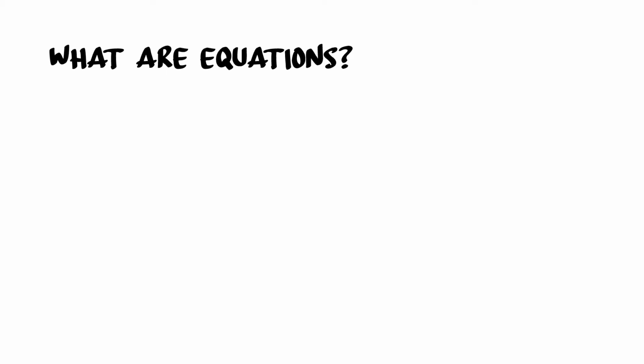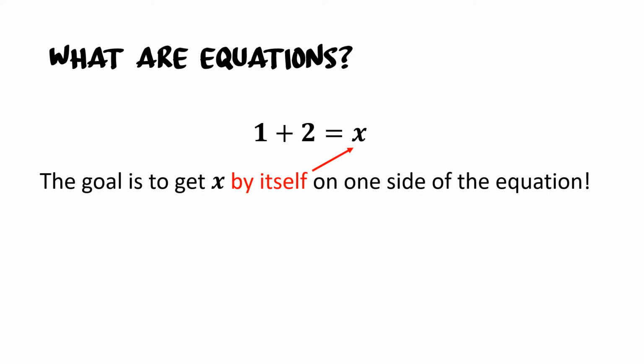But in algebra, when we don't know something, we use a variable such as x. This represents what we are trying to find. So long as the unknown variable is by itself on one side, we have solved for it. In this case, x is just equal to 3.